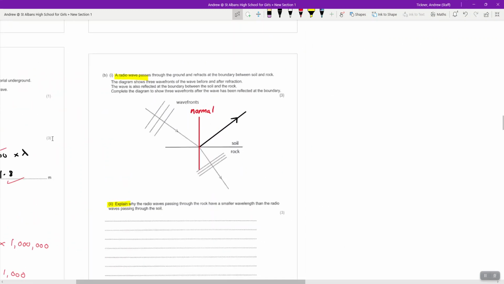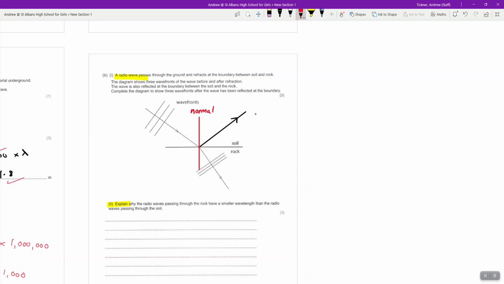Okay, then we have a radio wave that passes through the ground and refracts, and also has some reflection. So the wave is also reflected. Complete the diagram of 3 wavefronts after the wave has been reflected at the boundary. So our first mark, that generally people were happy with, is you get the ray coming in and a reflection at approximately a reasonable angle. I've drawn a normal just to help. This is my reflected angle. The key thing on this side is our wavefronts are still going to be perpendicular to our ray, and they are going to be equally spaced as they are here. They retain this spacing.